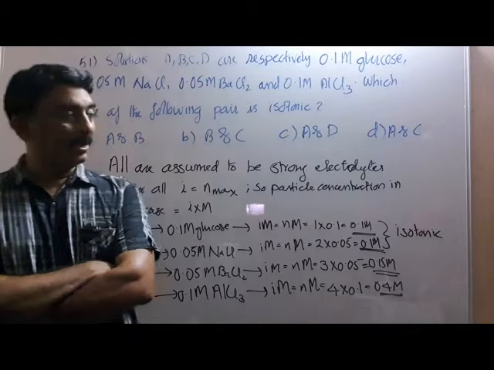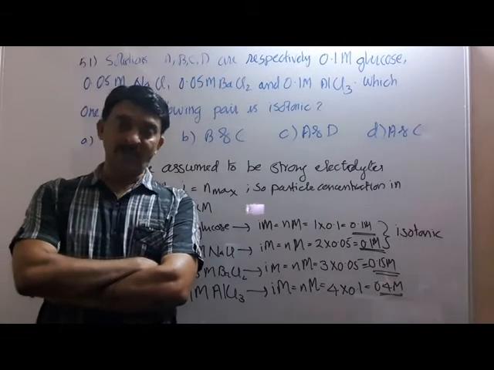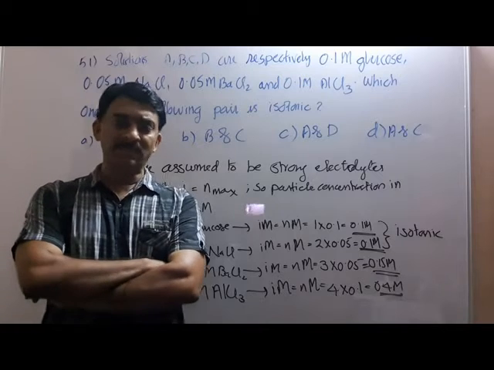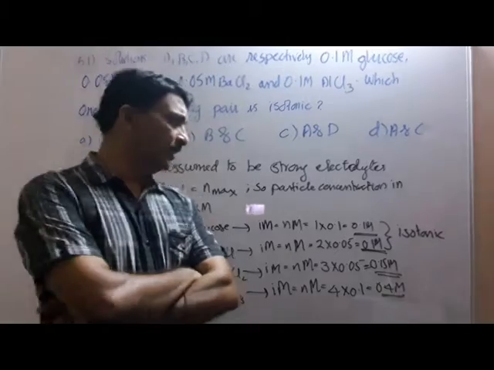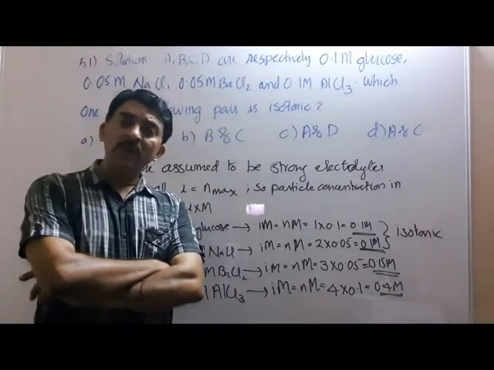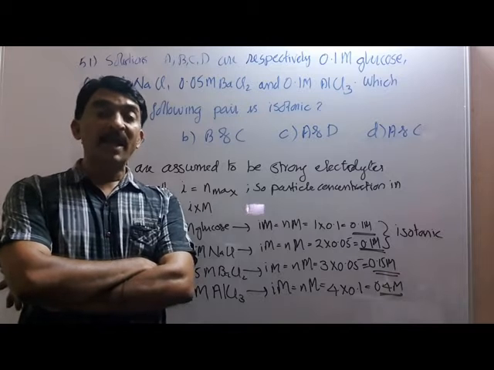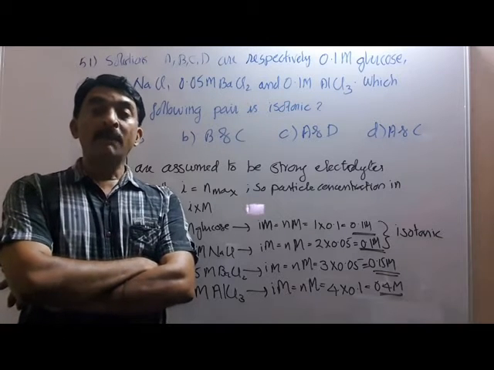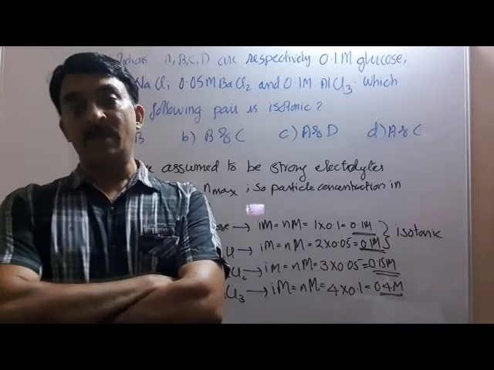And here we are given all strong electrolytes, even though AlCl3 is not actually a strong electrolyte. Here it is taken to be a strong electrolyte. So for a strong electrolyte, ionization is 100% and i is equal to n. What is small n? The maximum number of particles from a molecule is called small n.